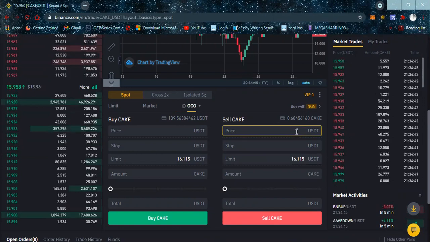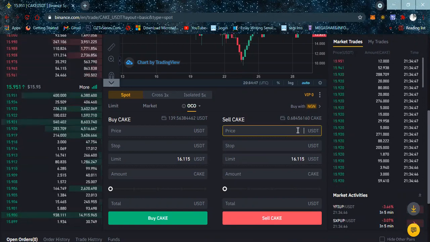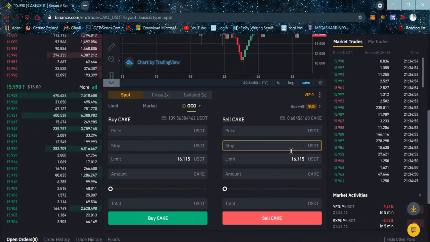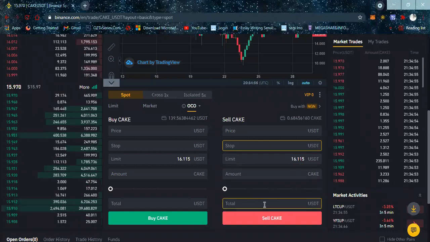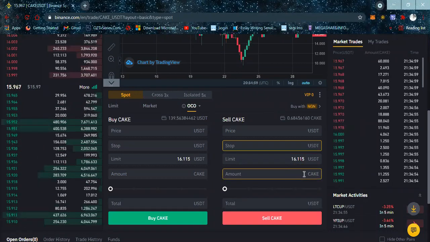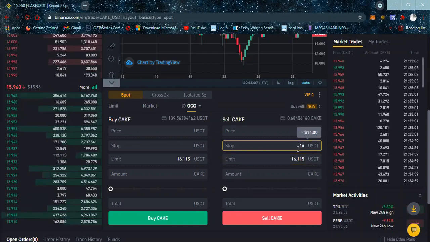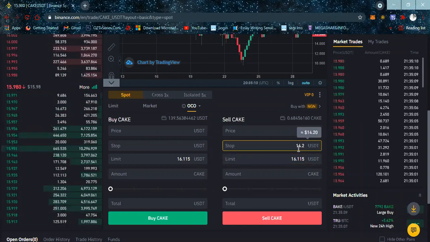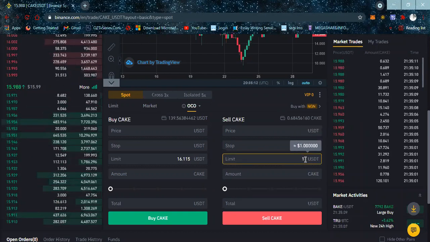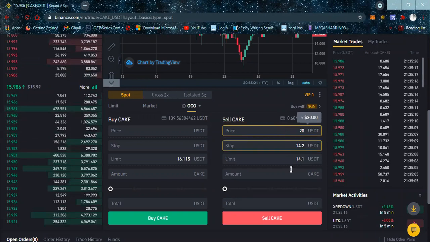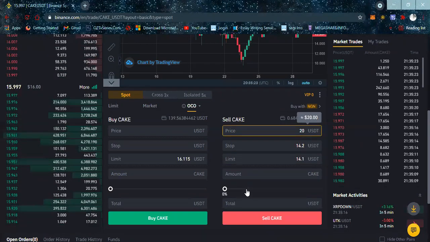Now this price is your TP. This is your take profit. This is your stop that triggers your limit price. Then the amount of USDT you are buying will show you the amount of cake here, normal. Okay, so let's say we bought at 16.11. I want to sell off at 14.2. When it gets to 14.2, a trade of 14.1 should be triggered. That's what you're saying. I want to take profit at the same time once it gets to 20, and sell off all the cake.